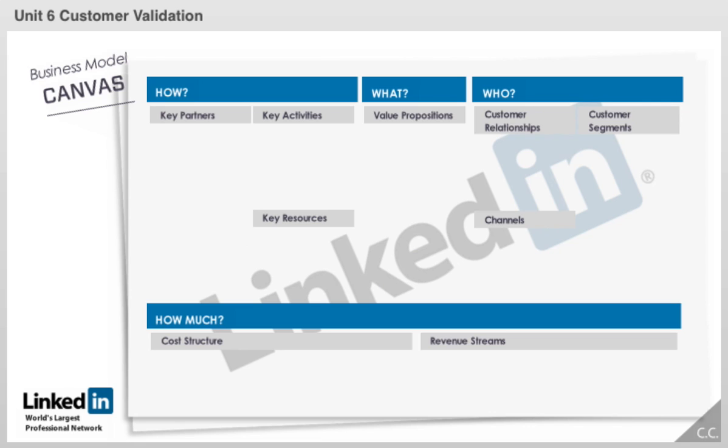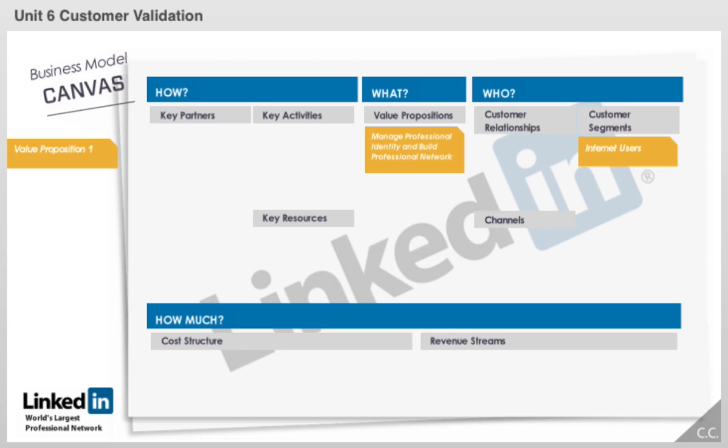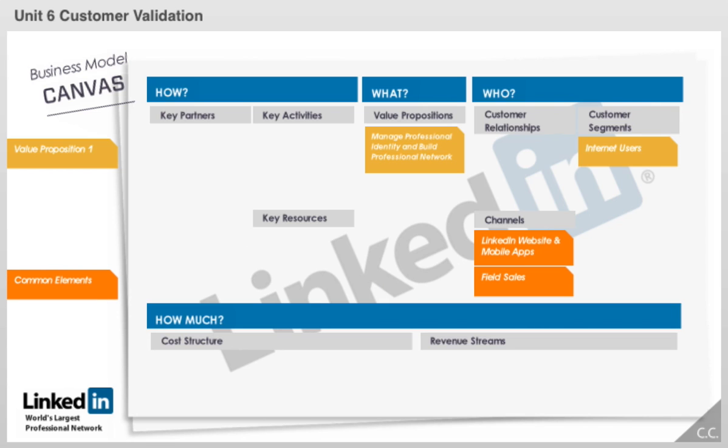For many of us, the value proposition for LinkedIn is to help professionals stay connected with each other by creating and managing a professional identity and building a professional network. Who is the customer segment in this case? It is professionals who are internet users. How does LinkedIn reach its customers? Through their website and mobile apps, as well as field sales.